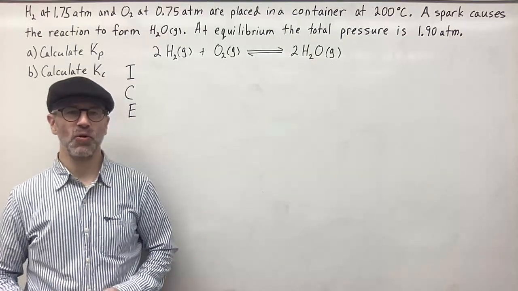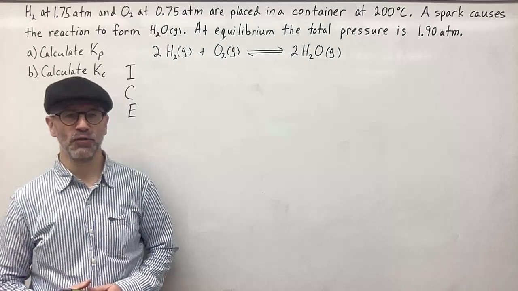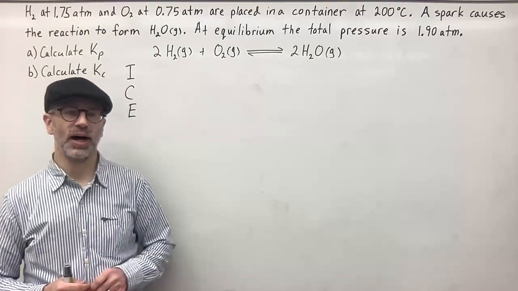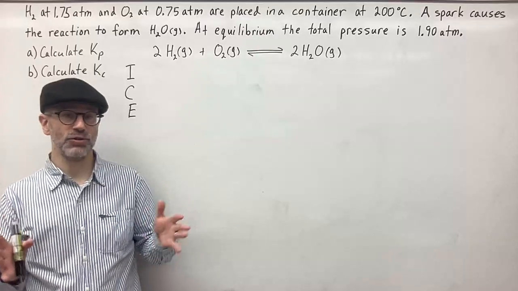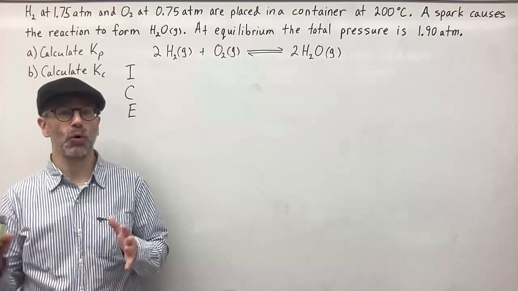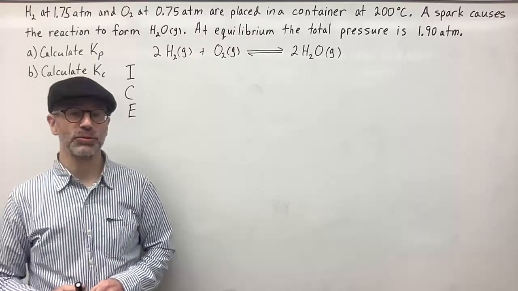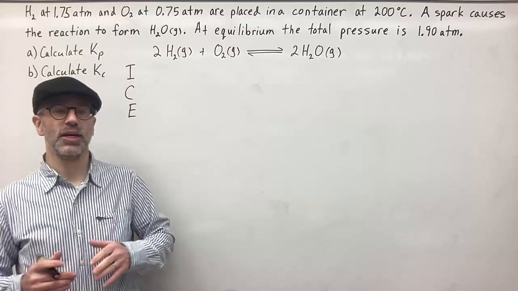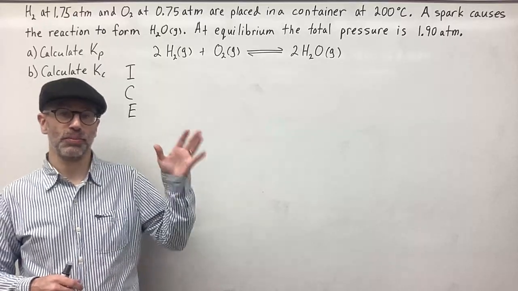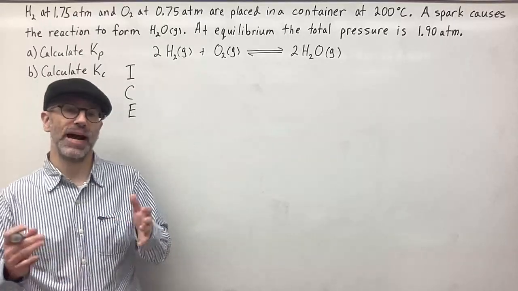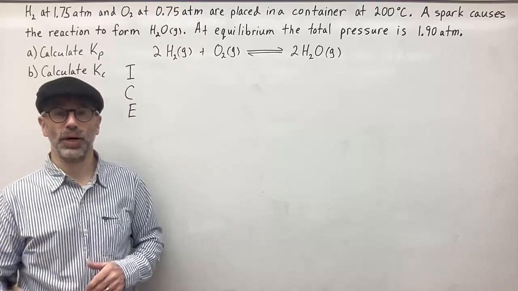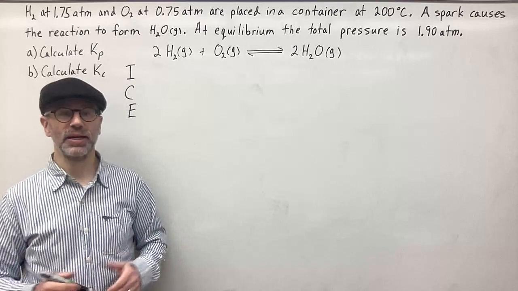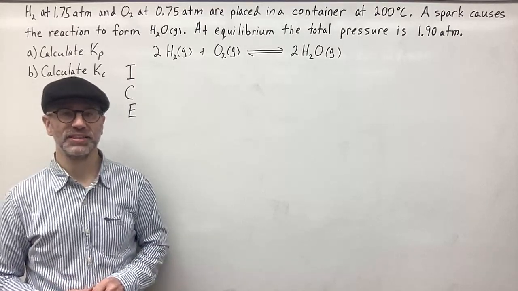My name is Mr. Kovalt, and in this video we're going to go over how to solve a problem when they only give you the initial amounts that you start with and they give you the total pressure at equilibrium. So they're not giving you equilibrium pressures or concentrations. They're just giving you the initial pressures of the reactants, and then you have the total pressure at the end at equilibrium, and they want you to solve for Kp and Kc. So let's get into this.